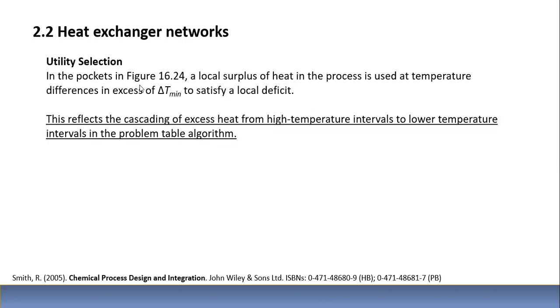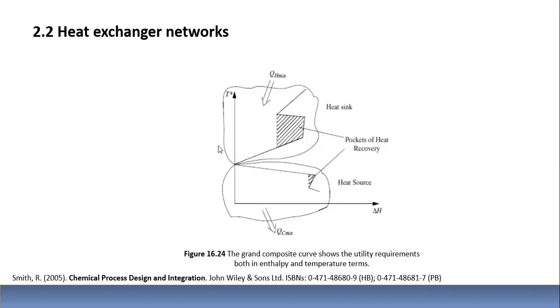In the pockets in figure 16.24, a local surplus of heat in the process is used, a temperature difference in excess of delta H, to satisfy the local deficit. It reflects a cascading of excess heat from high temperature intervals to low temperature intervals in the problem table algorithm.